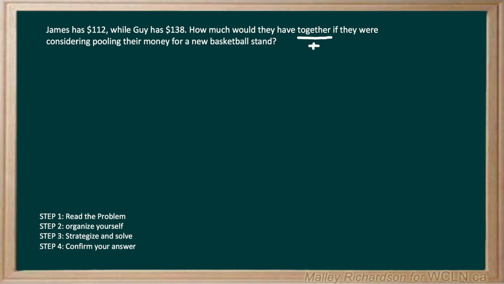where we strategize and solve our question. So we know that we need to add James's money of $112 and Guy's money of $138 together. So let's write that out below. We have our $ sign, 112, plus another $ sign and 138. And we want to find out what the sum of this problem is.